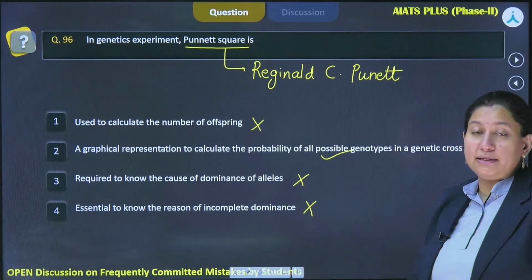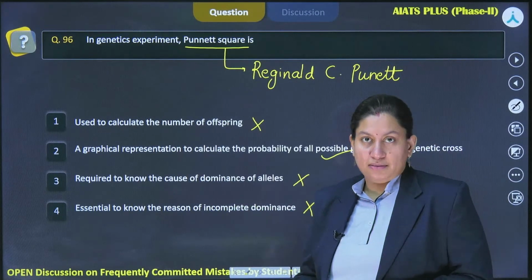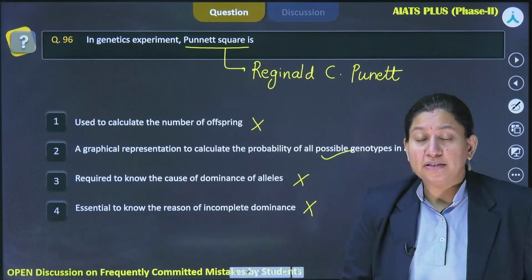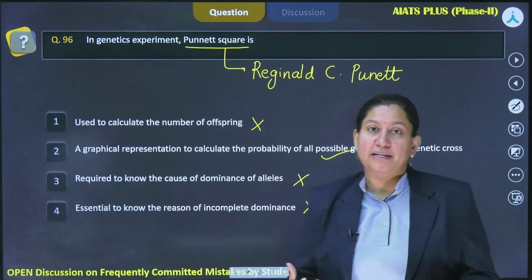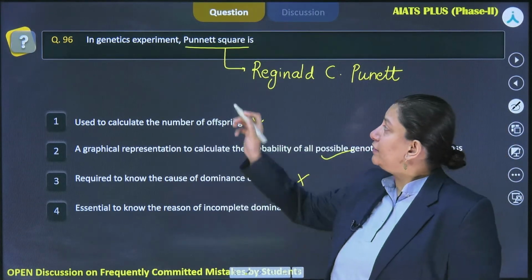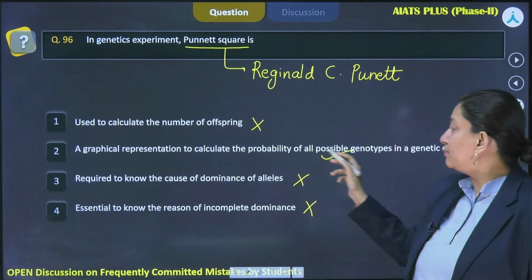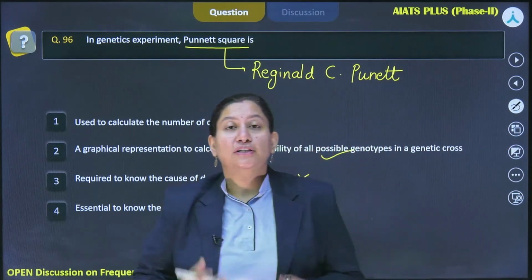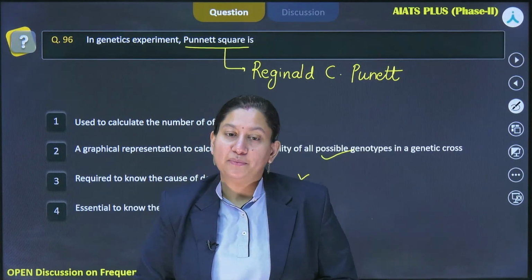This is again incorrect. In both cases, we have already presumed while making the Punnett square whether the gene is exhibiting complete dominance or incomplete dominance. It is nowhere explaining the cause of it, right? So that is how we can clearly infer that in a genetic experiment, the Punnett square is basically used to calculate the probability of all possible genotypes in a genetic cross, right? So this is how you will be solving this particular question. I hope this is clear to everyone.